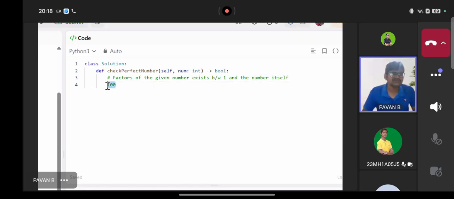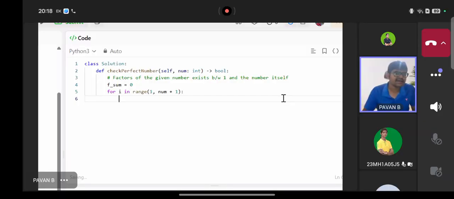So what is our logic? Let us take f sum, that is factor sum, and set it to 0. First, let's not do anything with this factor sum. For the moment, let us try to find the factors of the number like this: for i in range of 1 to num plus 1.